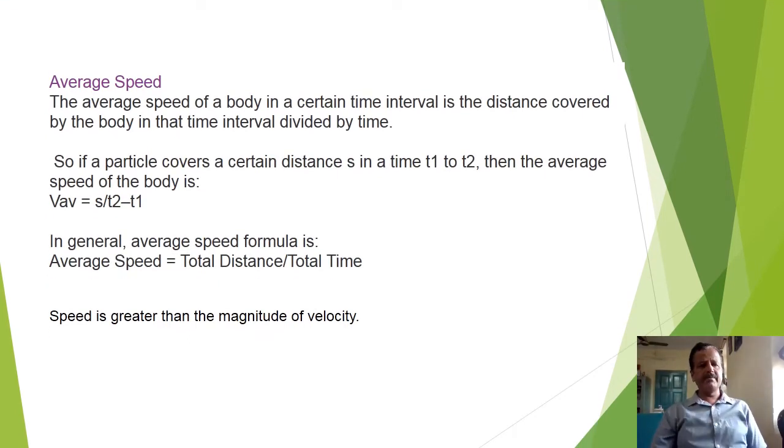Now, similarly, average speed is defined as total distance by total time taken. The only difference between average velocity and average speed is that in average speed we calculate total distance by total time taken, and in average velocity, total displacement by total time taken. So remember, average speed will always be greater than the magnitude of average velocity. At the most, average speed will be equal to the magnitude of average velocity if and only if the body or a vehicle moves in a straight path without changing its direction.